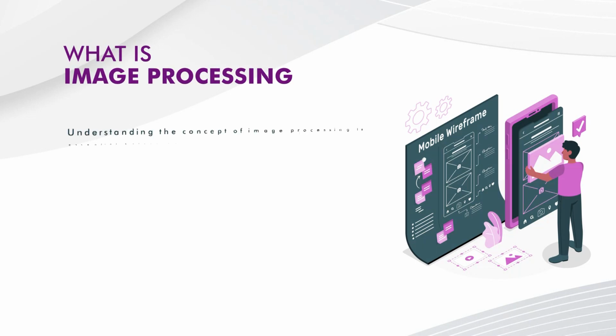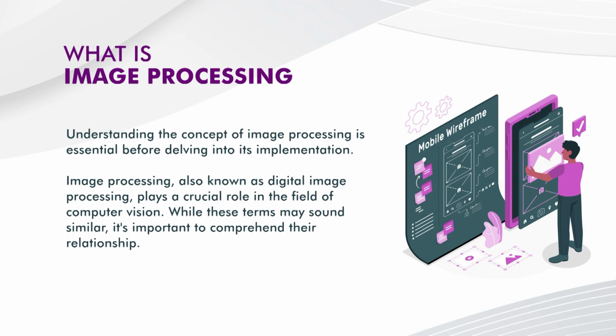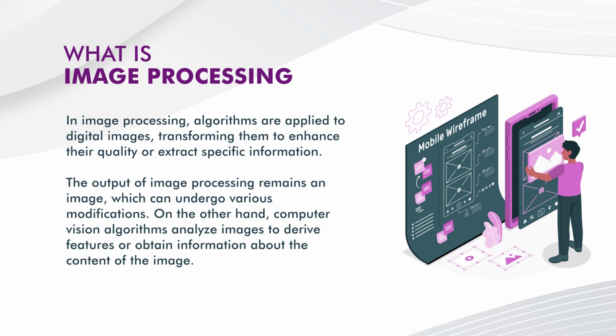What is image processing? Understanding the concept of image processing is essential before delving into its implementation. Image processing, also known as digital image processing, plays a crucial role in the field of computer vision. While these terms may sound similar, it's important to comprehend their relationship. In image processing, algorithms are applied to digital images, transforming them to enhance their quality or extract specific information. The output of image processing remains an image which can undergo various modifications.